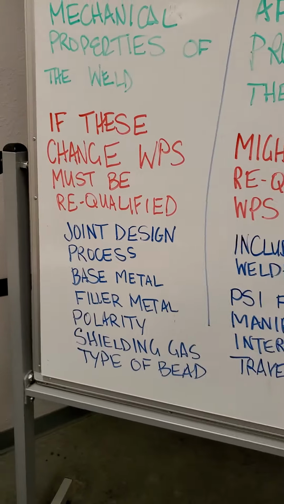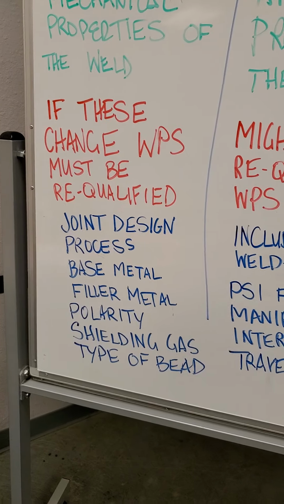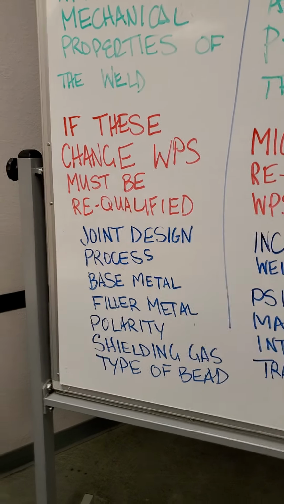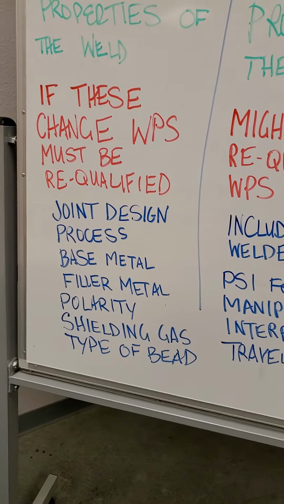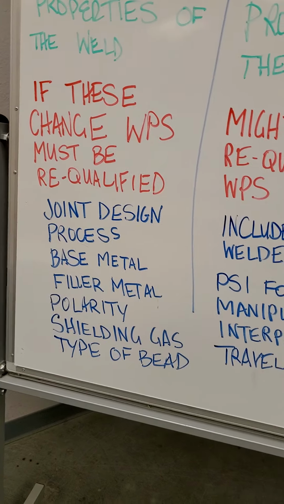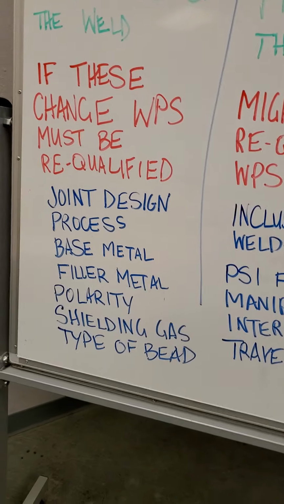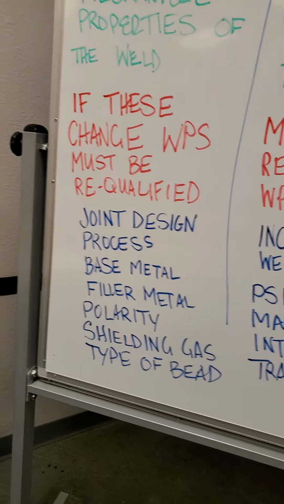Now, what are some of the things that would be an essential variable? Definitely my joint design, my welding process, any base metal, even to a certain effect, thickness of material, filler metal, polarity, shielding gas. If I go from CO2 to argon, that can be a big change. And the type of bead, whether I'm doing a stringer versus a weave, because it can change the heat input.